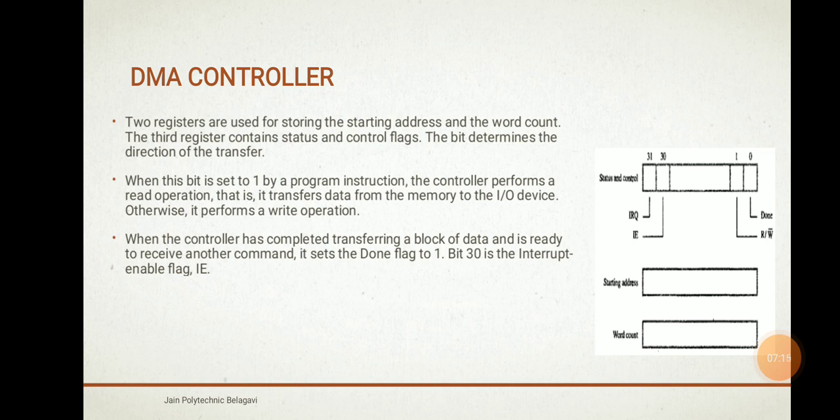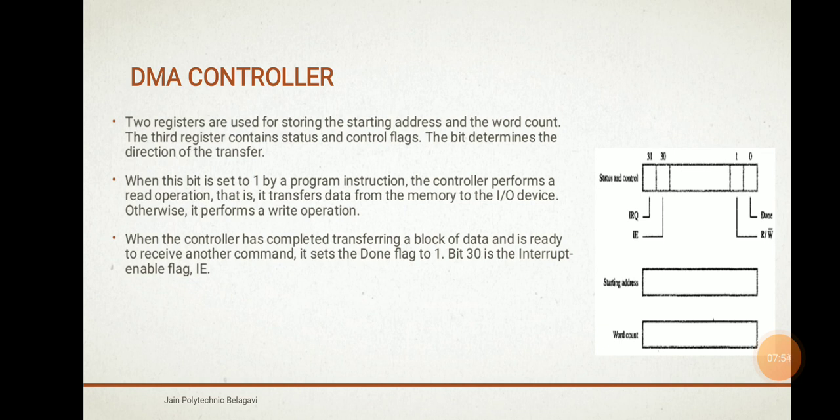When the controller has completed transfer of a block of data and is ready to receive another command, it sets the done flag to 1. Bit 30 is the interrupt enable flag, that is IE. The read and write operation is at the second position, that is 1 bit. So when the controller has completed transferring a block of data, the done flag, which is at the 0th bit, will be set to 1.